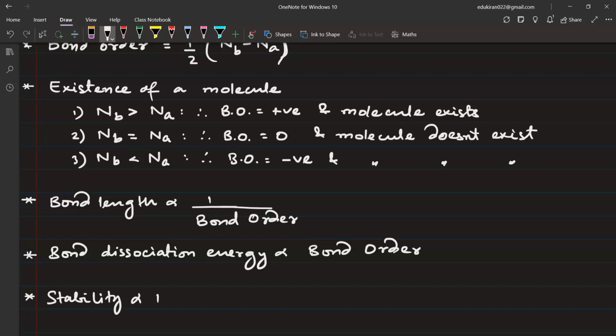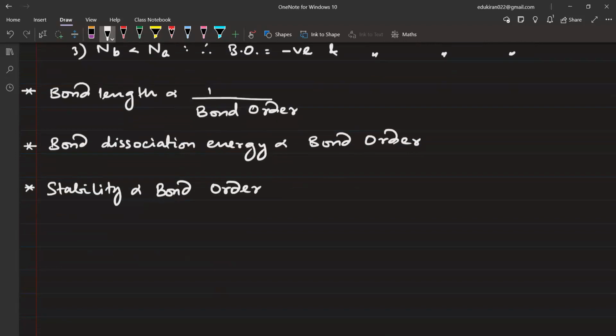And stability is also dependent on bond order, because if I have a higher bond order, the atoms are closer together, and then obviously there is more attraction. Higher the attraction, higher is the stability. Now, the last thing that we need to find is the third point, that is magnetic property.